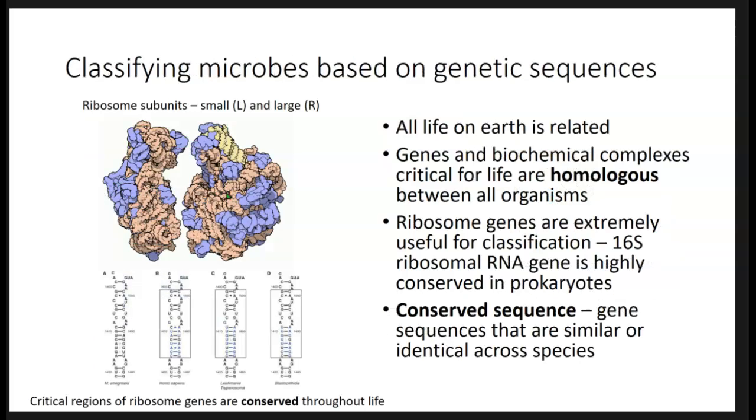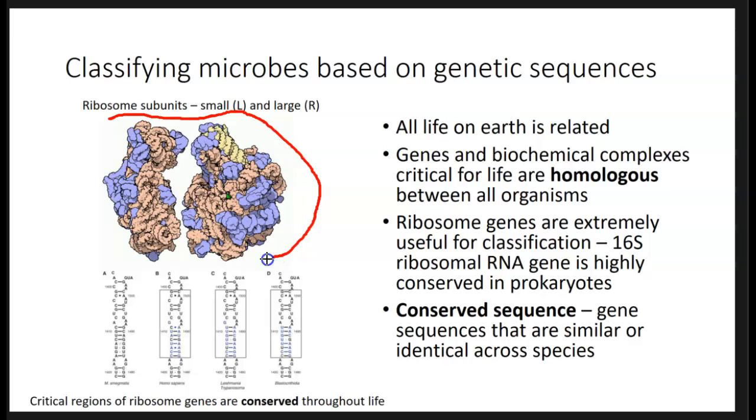We can also classify microbes based on their genetic sequence. One of the tools that we'll use in clinical microbiology is to classify bacteria based on the sequence of a gene that is part of what's called the ribosome. The ribosomes are complexes within cells that make cellular proteins. They're some of the biggest molecular complexes inside of cells.